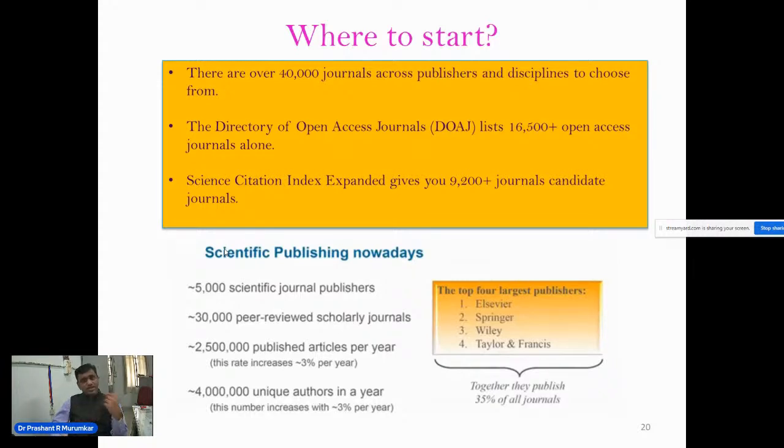Otherwise, for a standard journal, the cost to publish in an open access journal is more than 80 to 90,000 rupees. It is more than 1 lakh rupees also. So who will afford that? For that, actually, there is a separate funding.